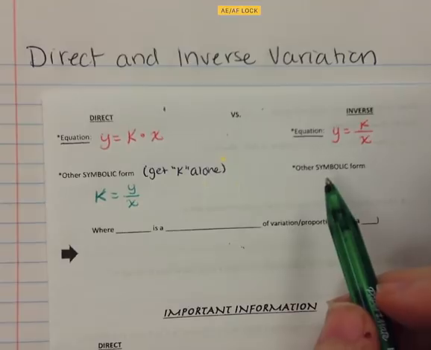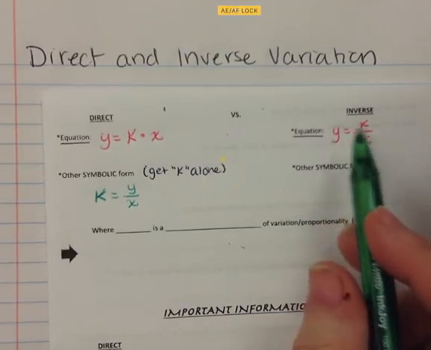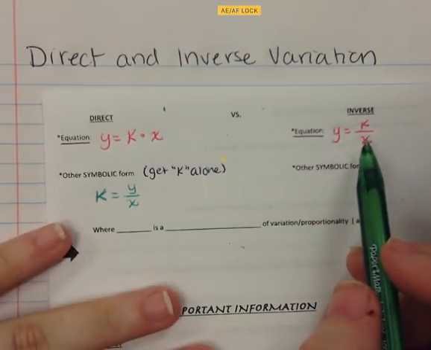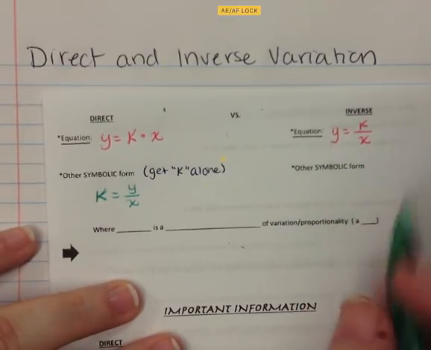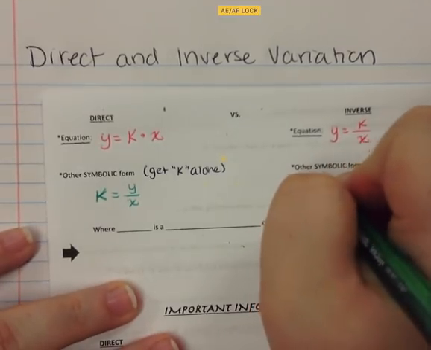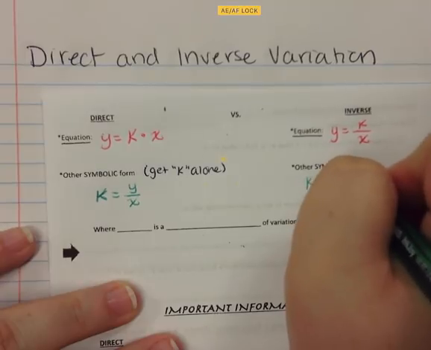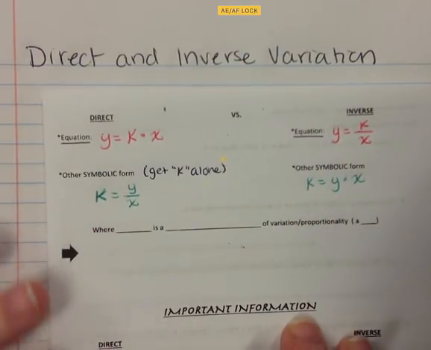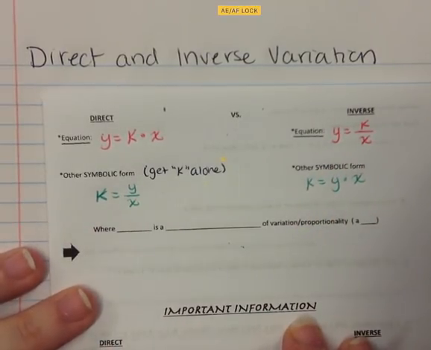So the other different but equivalent symbolic form for inverse, if I wanted to get k by itself, I would have to multiply by x on both sides. So my k would actually equal y times x. That's how you would find the value of k if you were given an equation.